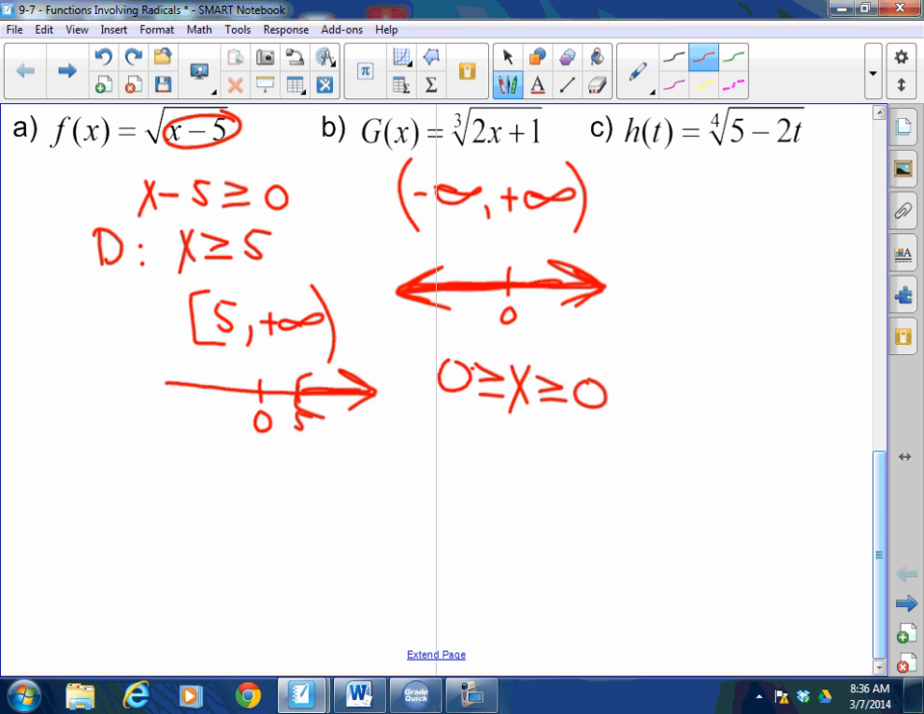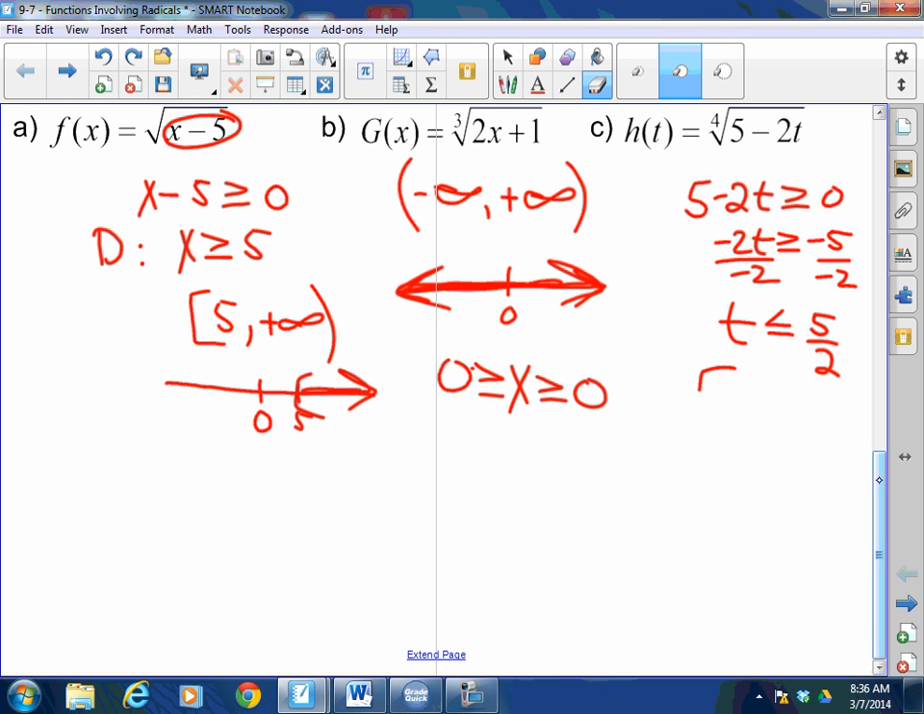How about for C? The fourth root of 5 minus 2t. It's even. So what must I set the radicand to? You've got to set it greater than or equal to 0. Very good, gentlemen. So I got negative 2t is greater than or equal to negative 5. Divide by negative 2. What do you do when you divide by a negative in an inequality, my friends? You flip it. Very good. So t is less than or equal to 5 halves. What's my interval notation here, gentlemen, please?